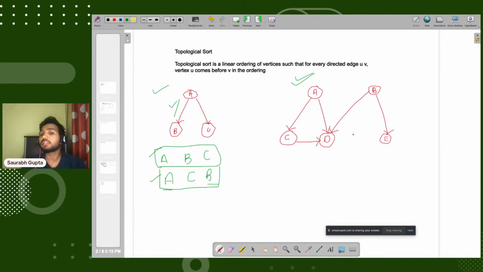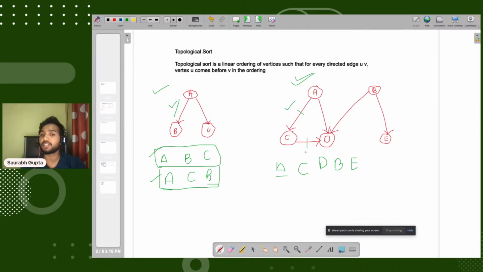One possible topological sort for this would be A, C, D, B, and E. Now let's verify whether this topological sort is correct or not. Take this edge: there is a directed edge from A to C. If there is a directed edge from A to C, then A should always come before C, and you can see A is coming before C. That is correct, so for this edge the condition is true.